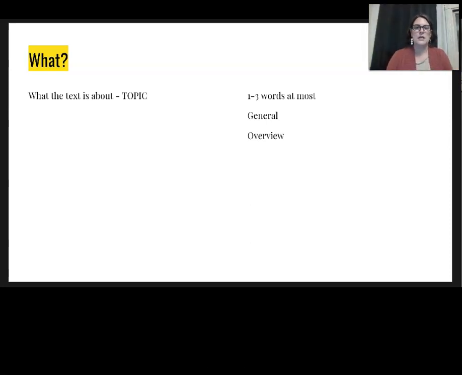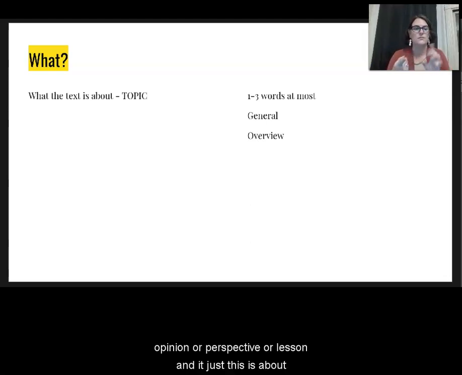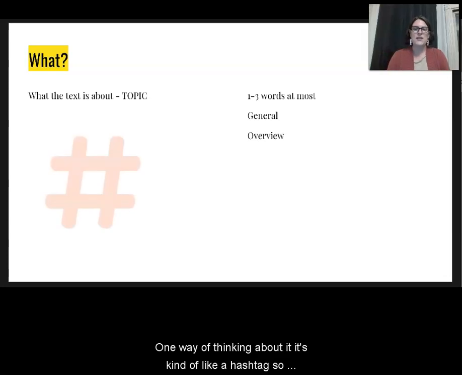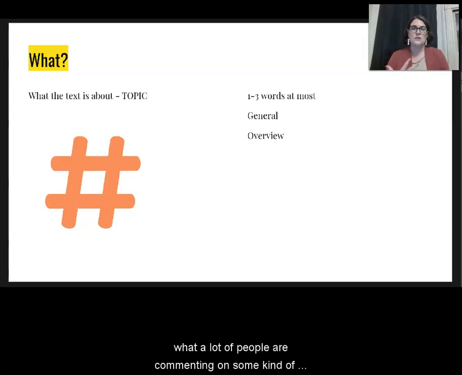Now here's the thing. A topic does not, I repeat, does not include any kind of opinion or perspective or lesson. It's just, this is about this. One way of thinking about it is kind of like a hashtag. When a lot of people are commenting on some kind of issue or topic, they will use the hashtag and put the topic that it's connected to. So if I were joining a conversation about bananas and I wanted to give my opinion, I'd label it hashtag banana and I know it's related to that topic.